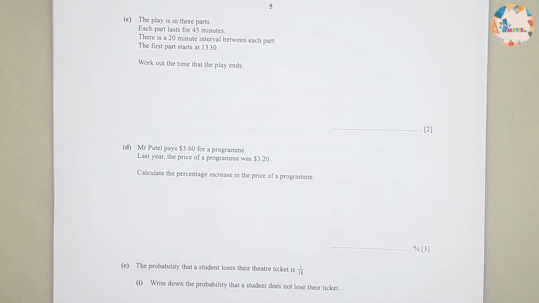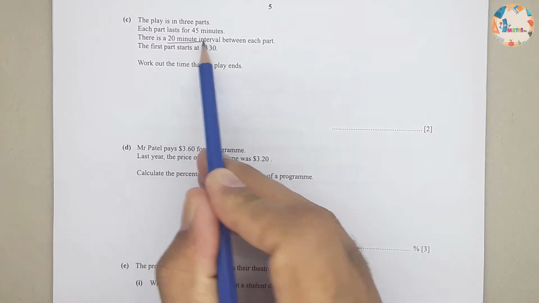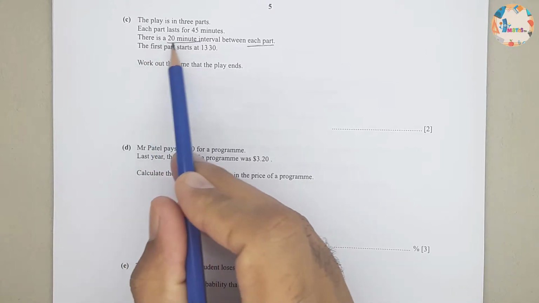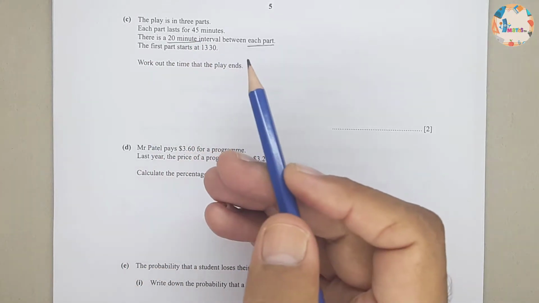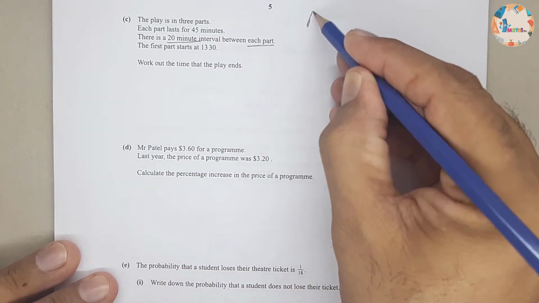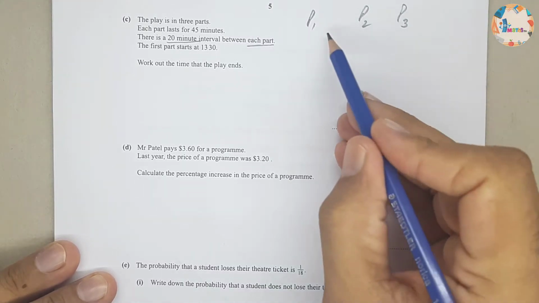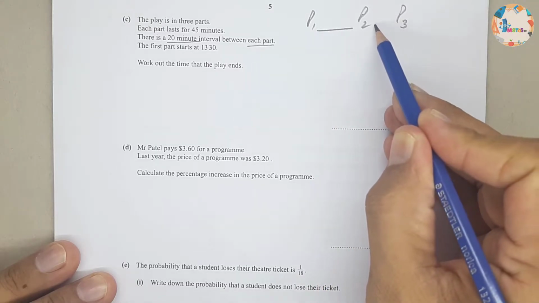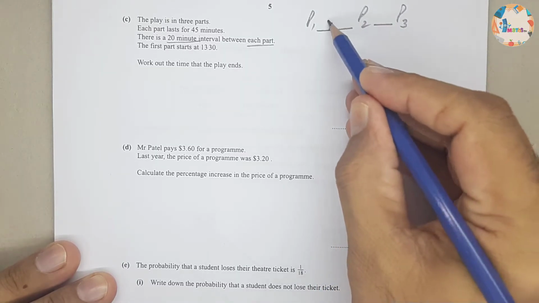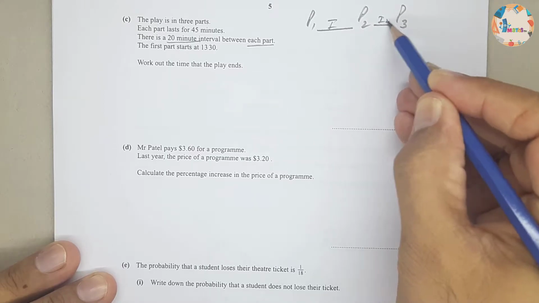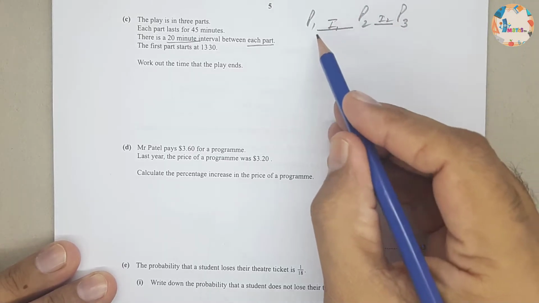C part, the play is in 3 parts. Each part lasts for 45 minutes. There is a 20 minute interval between each part. So there are 3 parts, part 1, part 2 and part 3. This is the interval, so we can write here interval 1 and interval 2. So there will be 2 intervals.